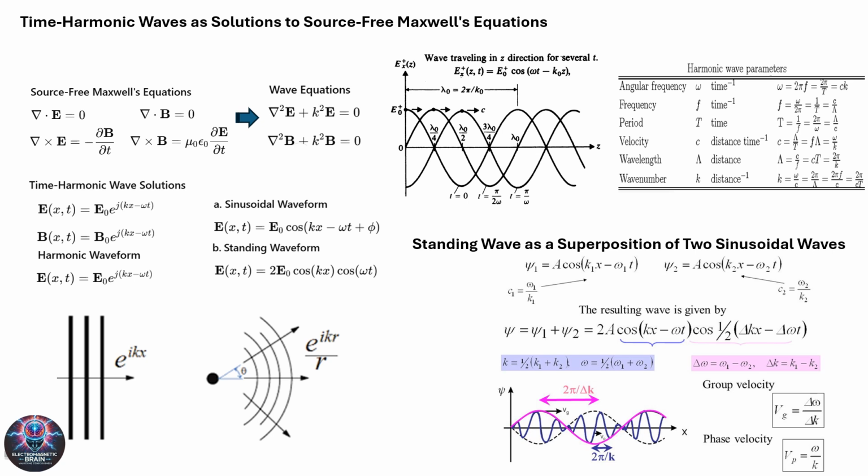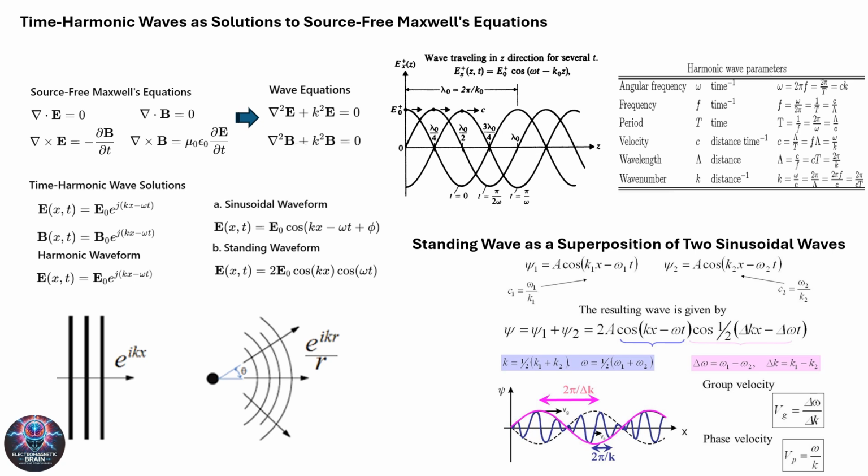When solved under time harmonic conditions, these equations give rise to the wave equations that describe how these fields oscillate and propagate. Time harmonic waves are characterized by their sinusoidal variation over time, a key feature that simplifies our understanding of wave phenomena. To help visualize this, we've included a schematic that shows these waves and their relevant parameters. Additionally, we've illustrated the different waveforms that time harmonic waves can take.